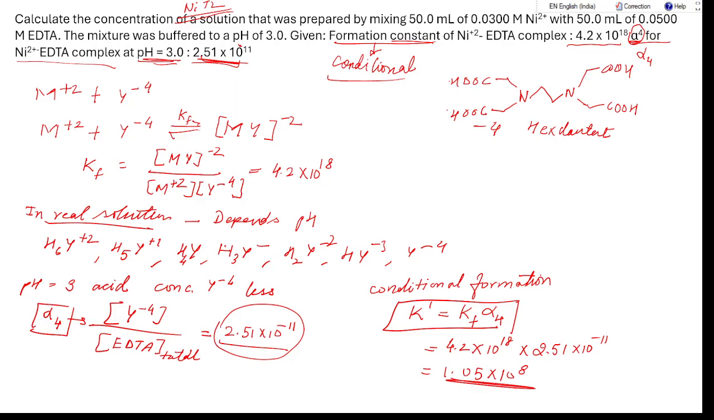Now what we need to do is, let's see, here we are given that nickel 2+ is 50 ml, and its concentration is 0.03 molar, plus EDTA, which is also 50 ml, and its concentration is 0.05 molar, so the total volume is going to be 100 ml.